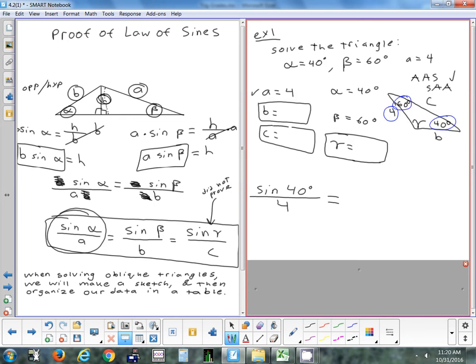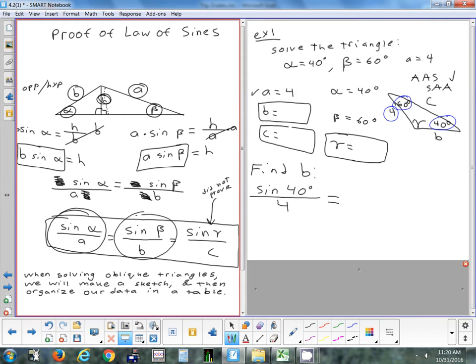Okay, so we've got sine of alpha over 4 equals. And for now, I'm going to ignore the third row. I could have found gamma right away. I can come back and do it in a second. It doesn't matter. But I'm going to find b first. So if I'm going to find b, I've got to use the information from row b. And we're going to use the second part of law of sines.